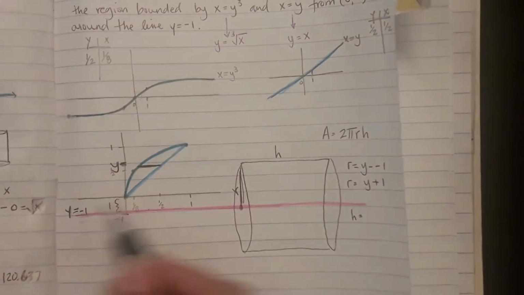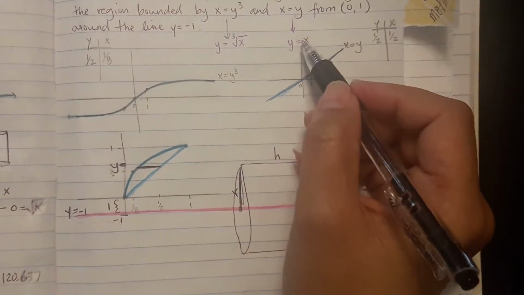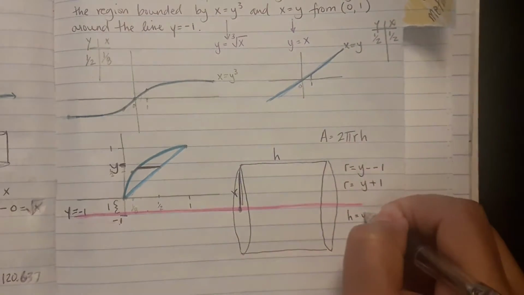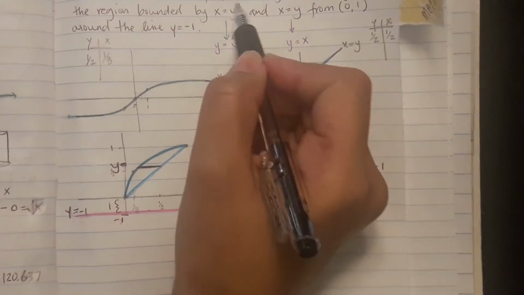My height is the distance between these two curves, so it's going to be the right minus the left. Alright, so what's the right? The right is just y, or x equals y, so y, minus the one from the left, which is y cubed.